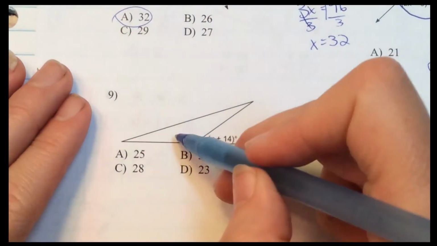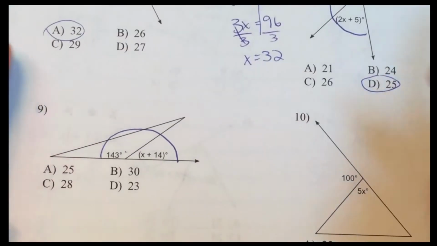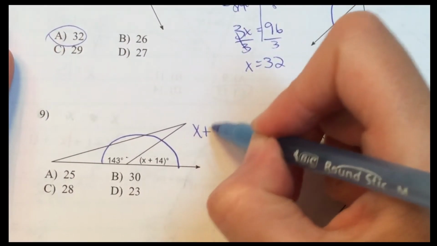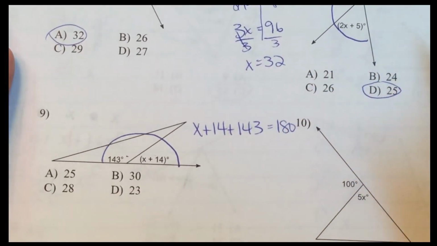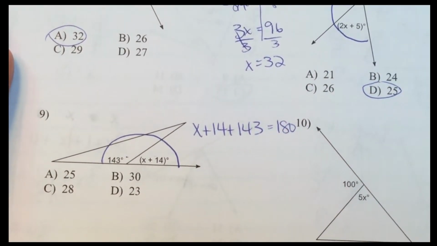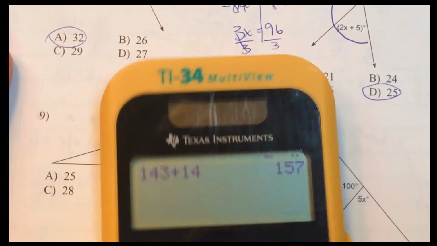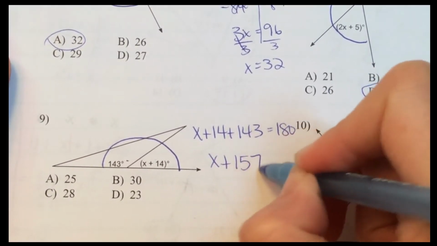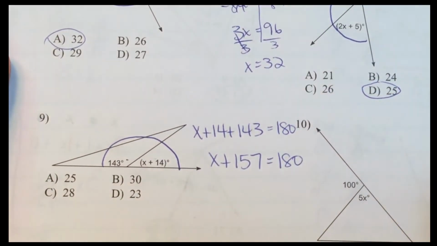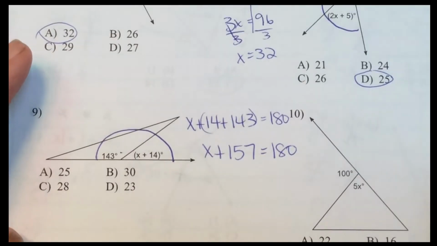Okay, let's keep moving. These are also supplementary. You can tell because it creates the straight line there. I'm going to add them together. And it's going to equal 180. 143 plus 14 is 157. So x plus 157 equals 180. All I did was put my numbers together right here.